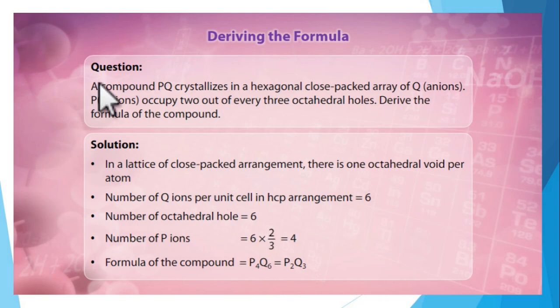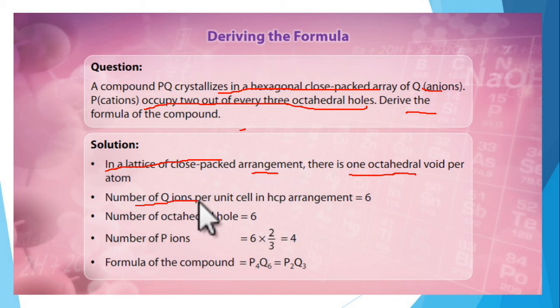Question. A compound PQ crystallized in a hexagonal closed packed array of Q anion and P cation. P cations occupy 2 out of every 3 octahedral holes. That means total octahedral holes multiplied by 2/3. Derive the formula of the compound. Solution. In a lattice of closed packed arrangement, there is one octahedral wire per atom.